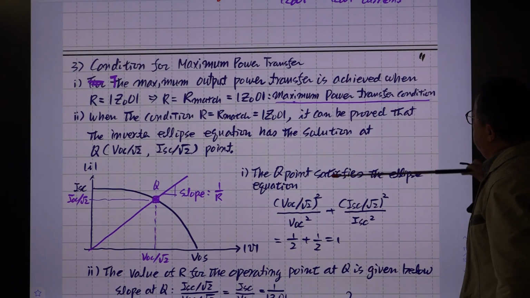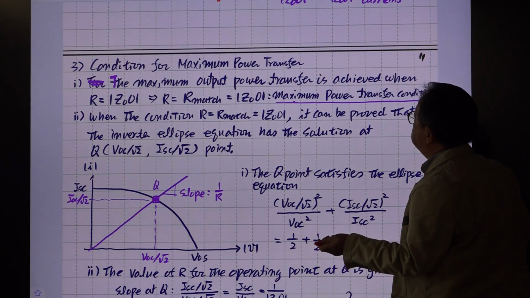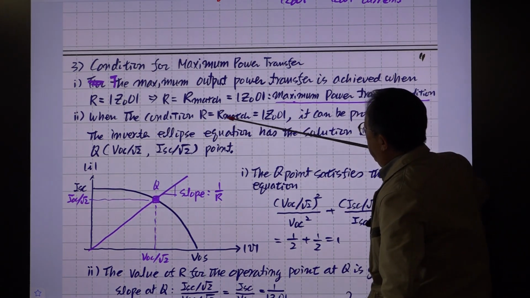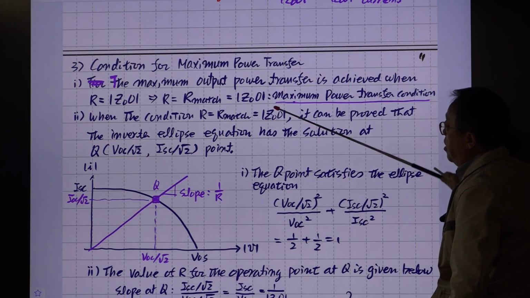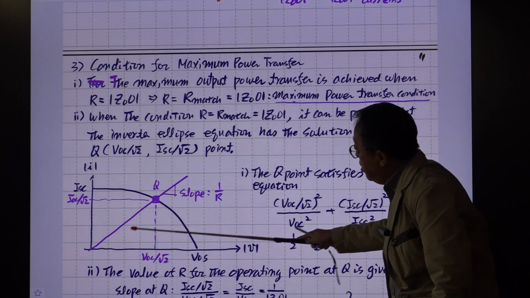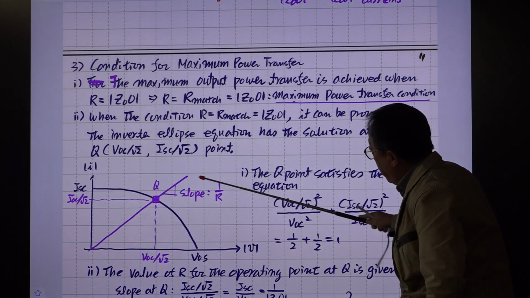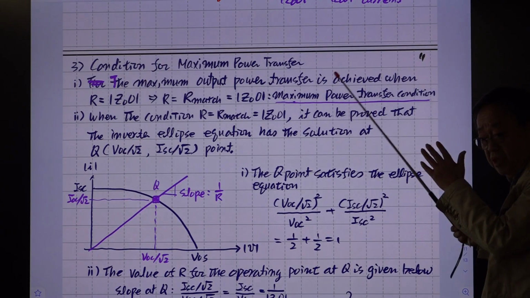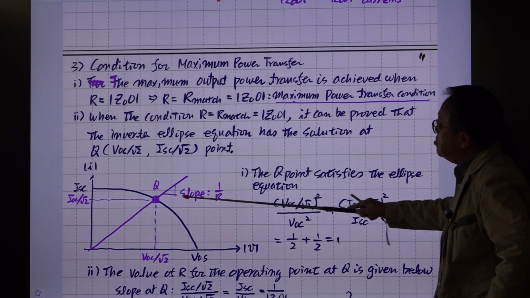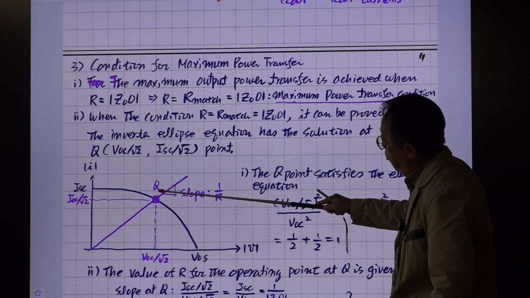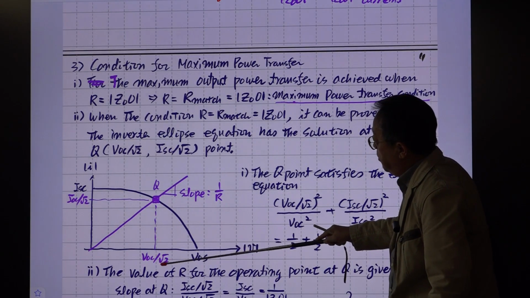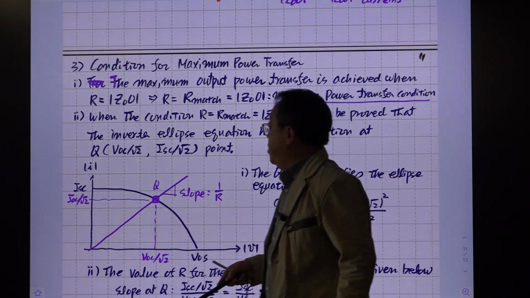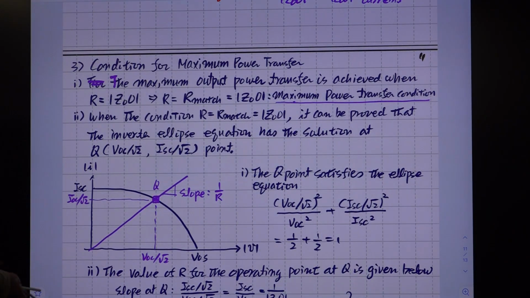We all know this. When this condition occurs, R is selected as R match, which is this one. That operating point is somewhere here, and this is the slope of 1 over R, where R is actually R match, the output impedance of that converter. Then this operating point, the quiescent point, is located at V_OC divided by square root 2, and this is I_SC divided by square root 2.